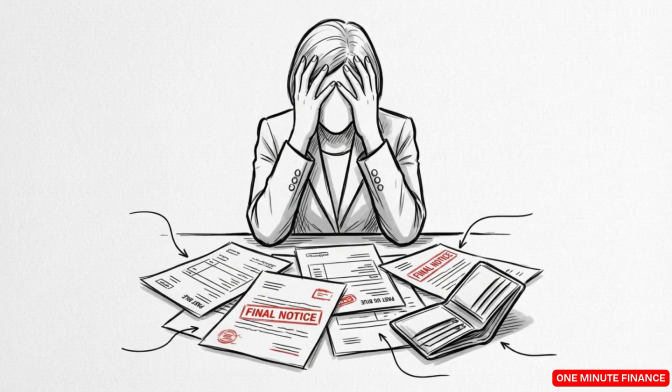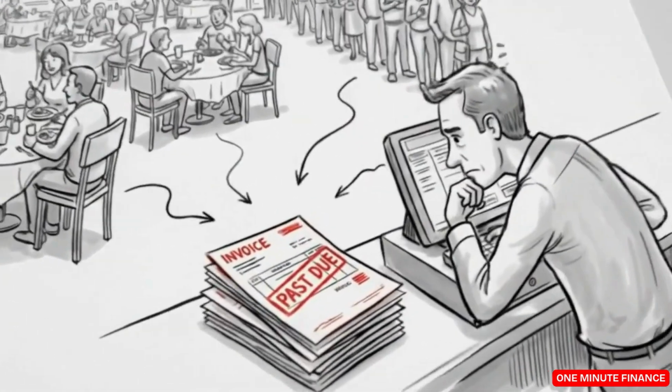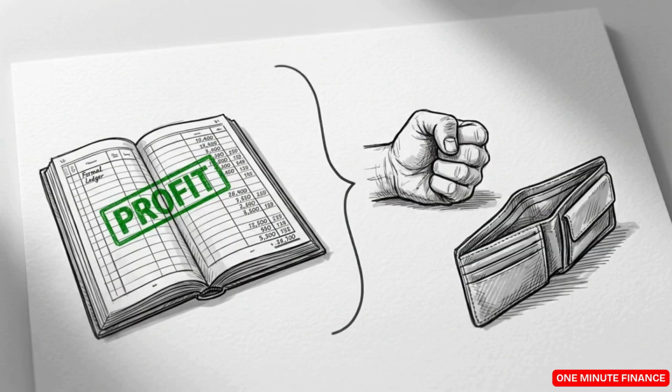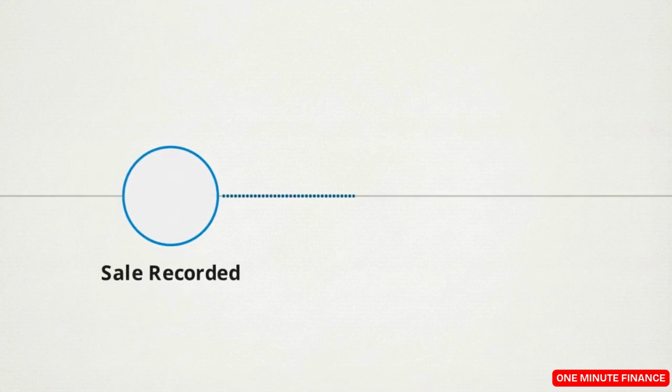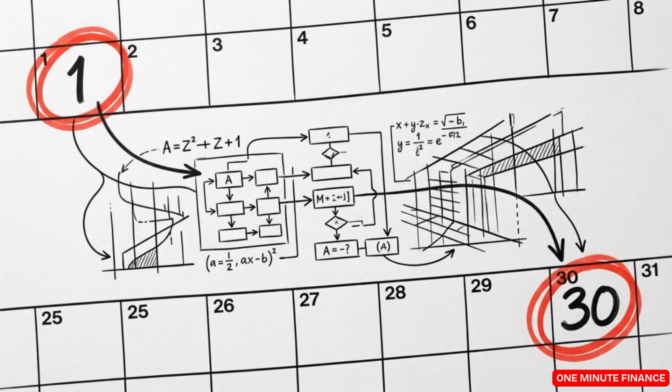82% of business failures are linked to poor cash flow management. Most of these companies are profitable on paper, yet they collapse because they cannot meet their immediate obligations. Profit is an accounting metric, but cash is a timing reality. There is often a significant delay between the moment you record a sale and the moment that money actually clears your bank account. We define this delay as the cash flow gap.